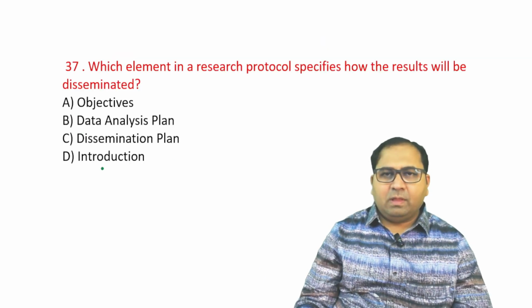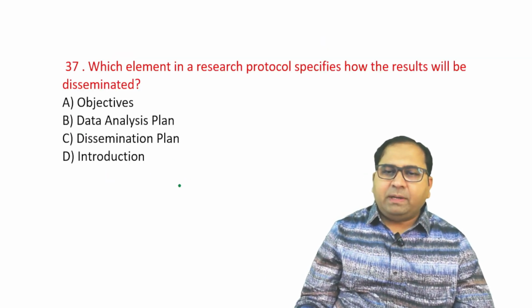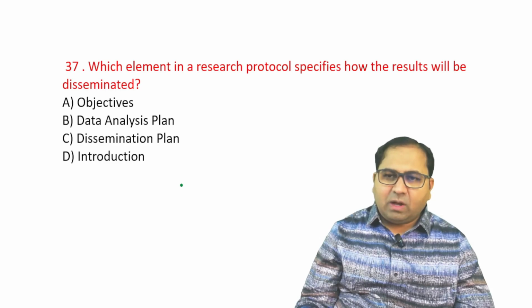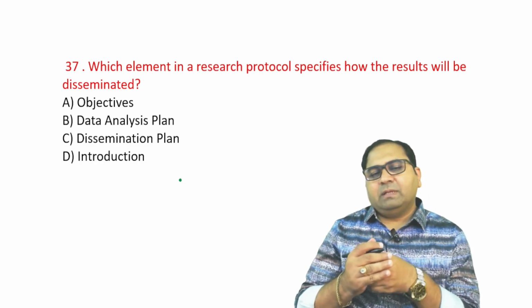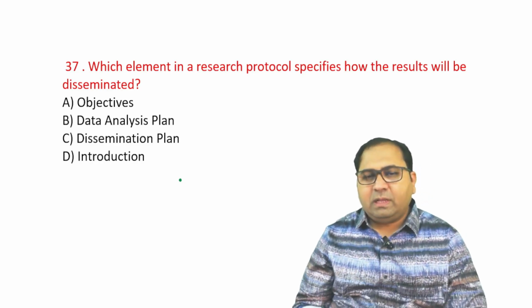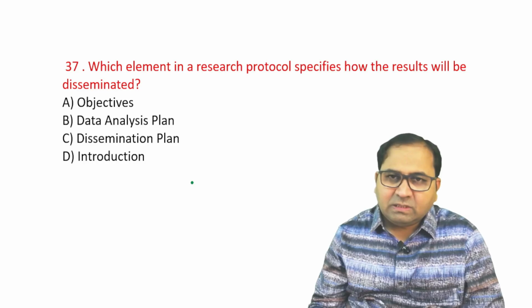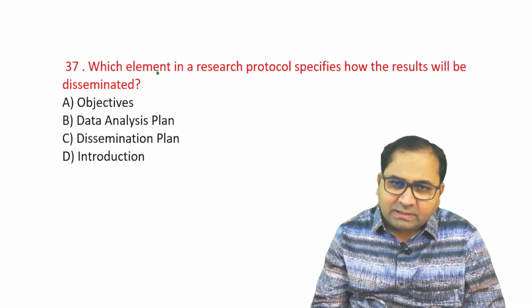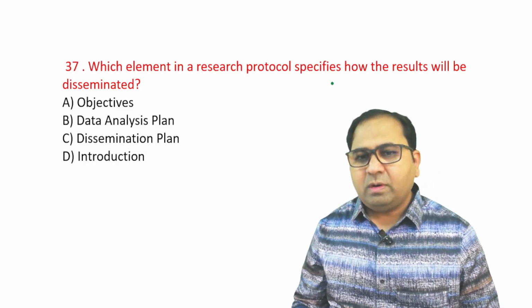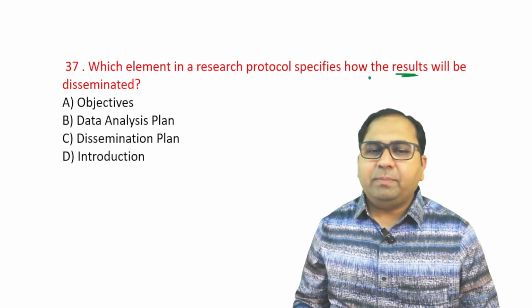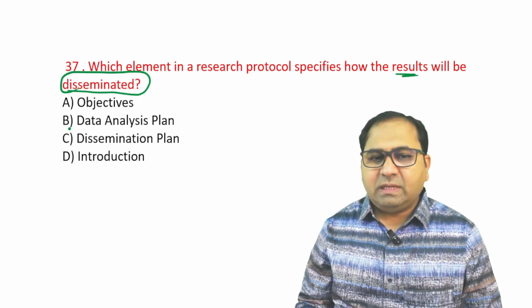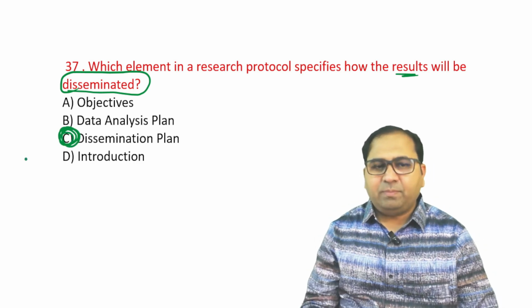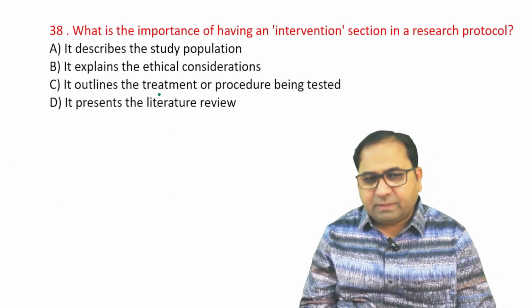Okay. Next question. Which element in a research protocol specifies how the results will be disseminated? Options are A, objectives, B, data analysis plan, C, the dissemination plan, or D, introduction. The answer is given in the question itself. So the answer for this question is C, dissemination plan.